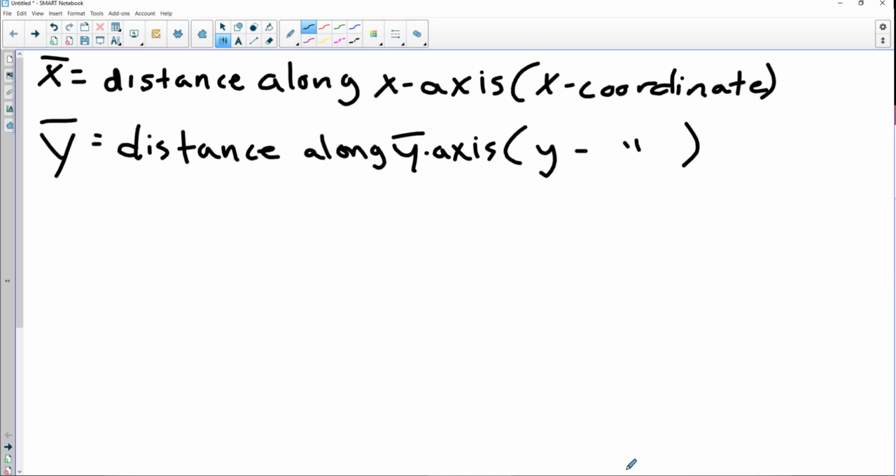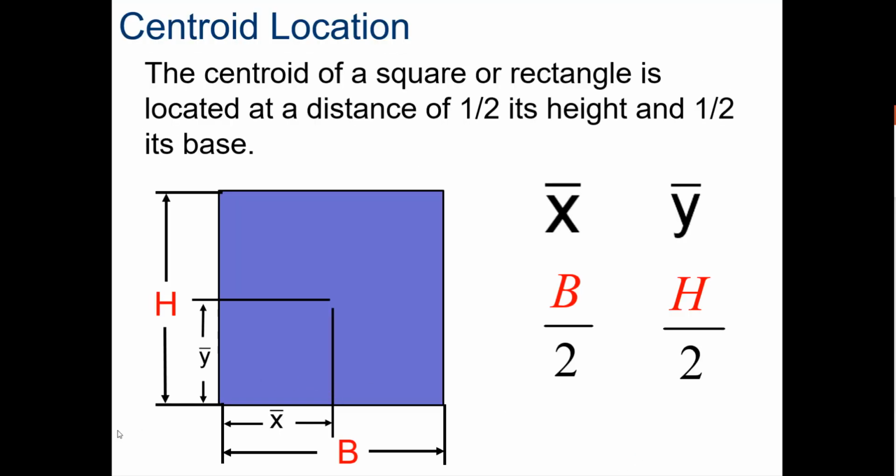So when we look at this PowerPoint, what we're trying to find is, if I were to give you x and y coordinates, that's where the center of gravity would be for this object, okay? So for a square or rectangle, it's a really easy formula.